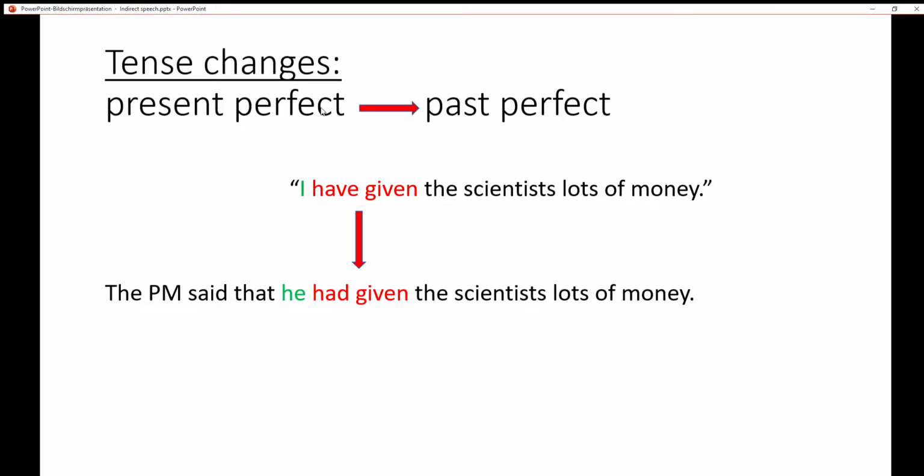So present perfect becomes past perfect in indirect speech, which really just means that you have to change the simple present form of the verb have into the simple past form of the verb have, because the participle never changes. So I have given becomes he had given. Remember, with the green ones we will talk about later. So present perfect becomes past perfect. Fairly straightforward.